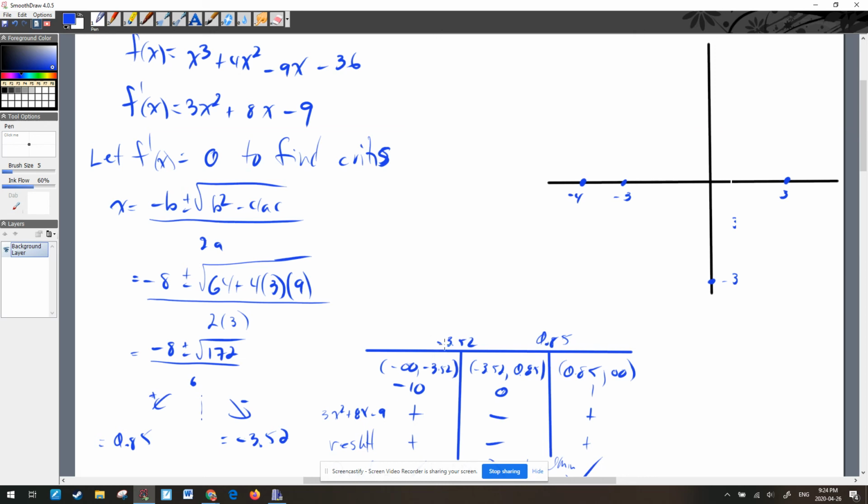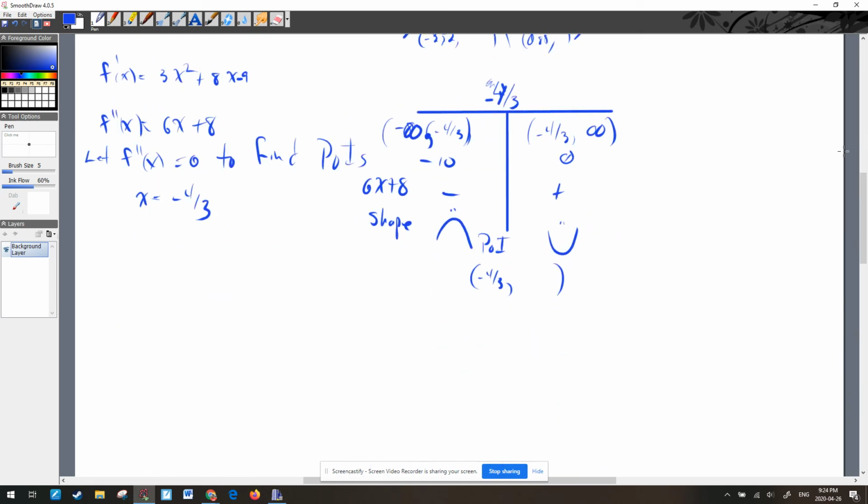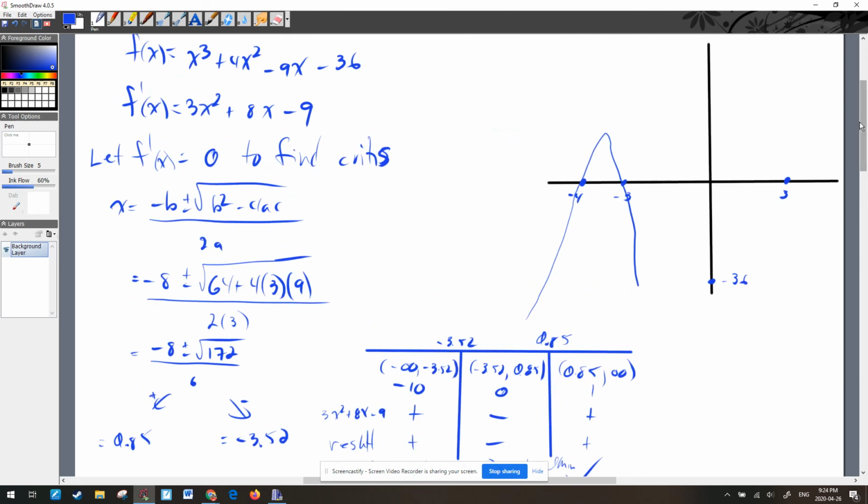And because it's a cubic, I already know what it basically has to look like. It has to go like this, and I would have found that point by now. It was at 0.85. So this is not going to be a pretty graph. Anyway, something like that. And this would be 0.85. And this one, the x coordinate would be -3.52. Right? And we'd have that ordered pair.